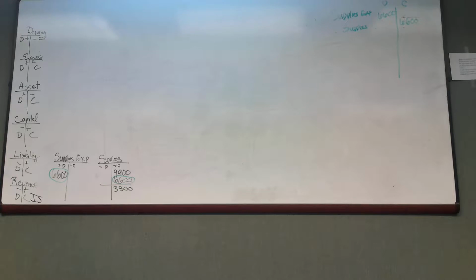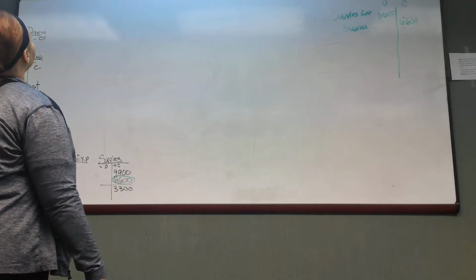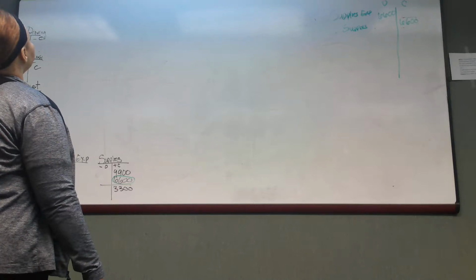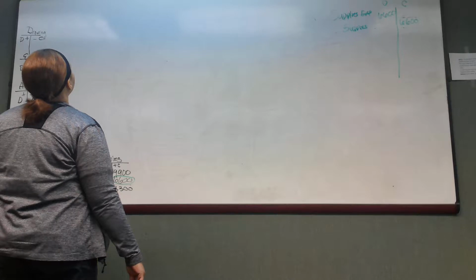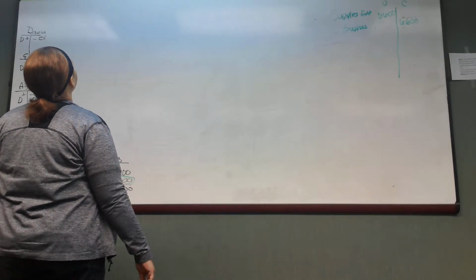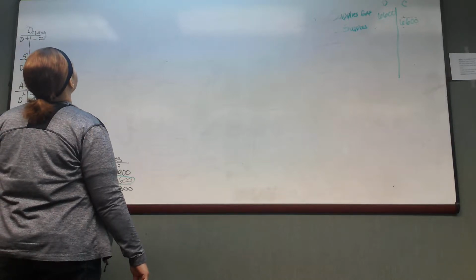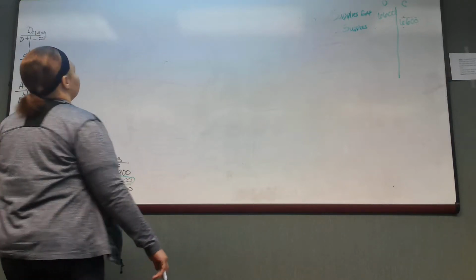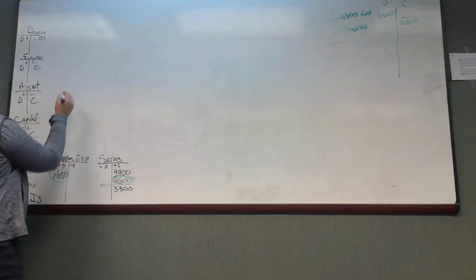So what are our entries? What two accounts are going to be impacted? Prepaid insurance, and insurance expense. Yes, 100% accurate. So those are going to be our two accounts impacted.